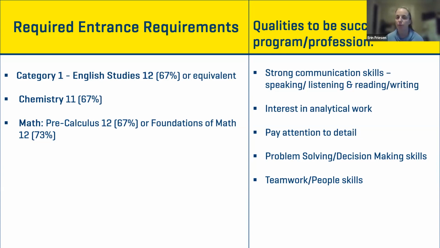pre-calculus 12 at 67%, or foundations of math 12 at 73%. Once again, if you're applying from another country, you'll want to see if what you've taken in your other country meets those entry requirements. And then not necessarily required, but in order to be successful in this program, communication skills, writing, listening, and reading are important.